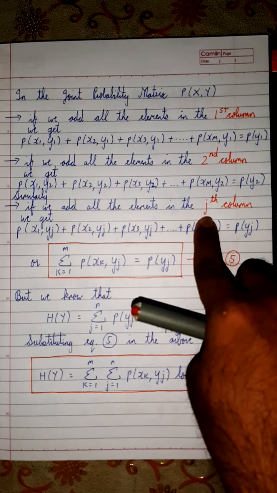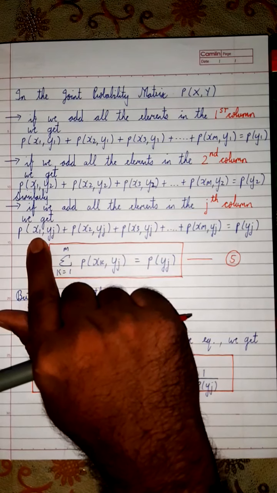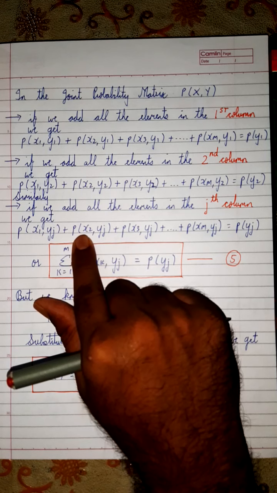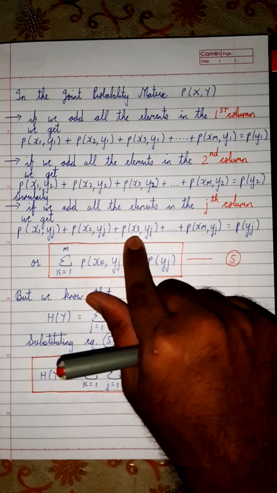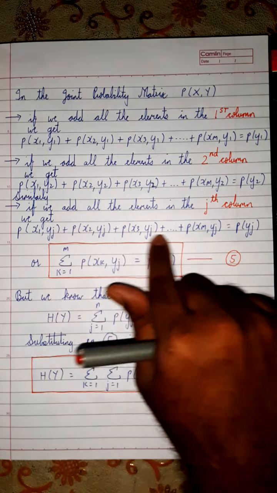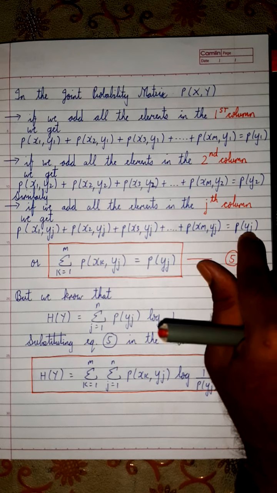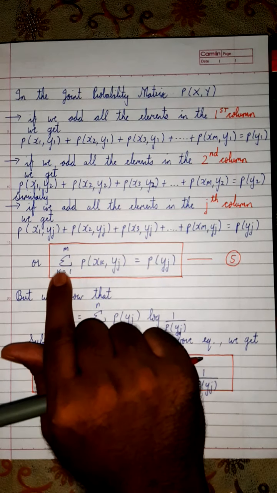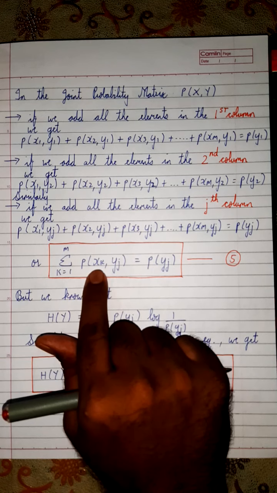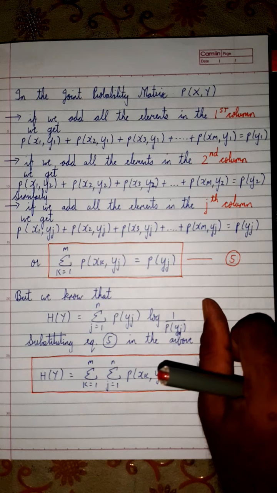If I take the jth column, if we add all the elements in the jth column, we get P of x1 yj plus P of x2 yj plus P of x3 yj plus P of xm yj. If we add all of this up to P of xm yj, we'll get P of yj. Or in other words, sigma k is equal to 1 to m P of xk yj is equal to P of yj, right?